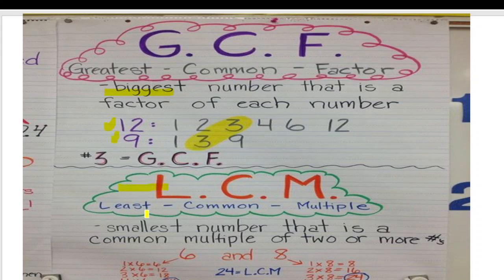Now let's learn LCM, least common multiple. The smallest number that is a common multiple of 2 or more numbers. Like we have 6 and 8. So 6 ones are 6, 6 twos are 12, 6 threes are 18 and 6 fours are 24. And 8 ones are 8, 8 twos are 16 and 8 threes are 24. So the common multiple is 24, and 8 threes are 24. So the least common, smallest common is 24. So 24 is equal to LCM.